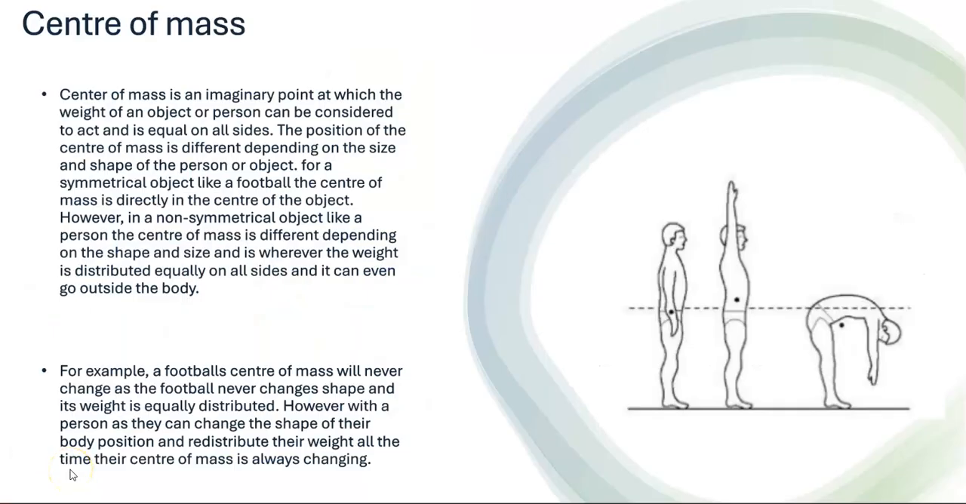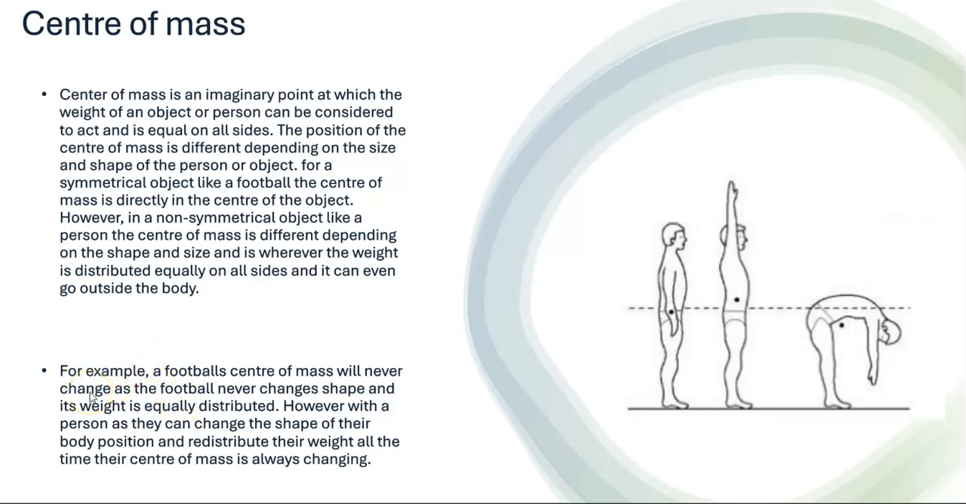Center of mass is an imaginary point at which the weight of an object or a person can be considered to act and is equal on all sides. The position of the center of mass is different depending on the size and shape of the person or object. For symmetrical objects, like a football, the center of mass is directly in the center of the object. However, in a non-symmetrical object, like a person, the center of mass is different depending on the shape and size and is wherever the weight is distributed equally on all sides, and it can even go outside the body.